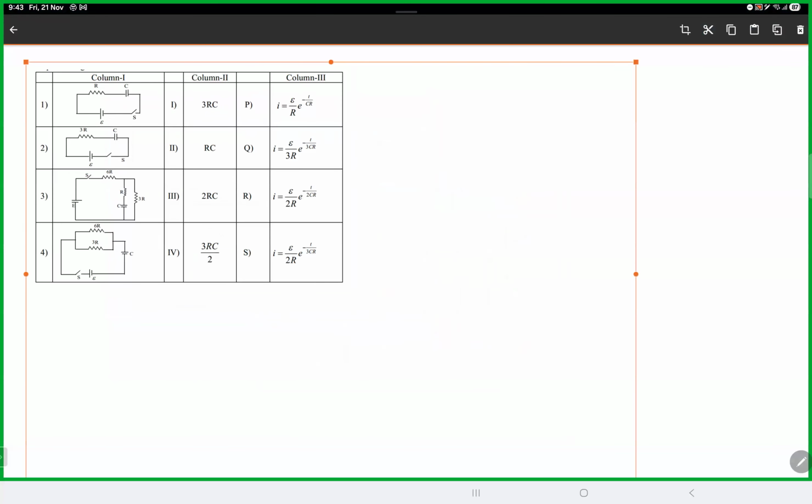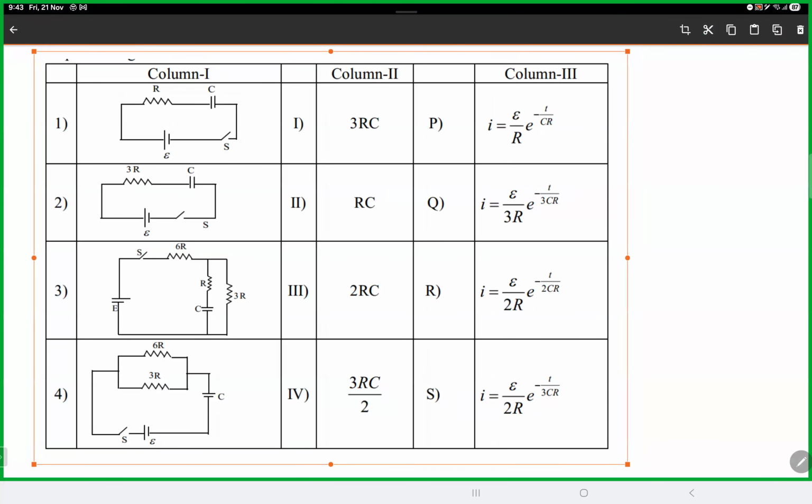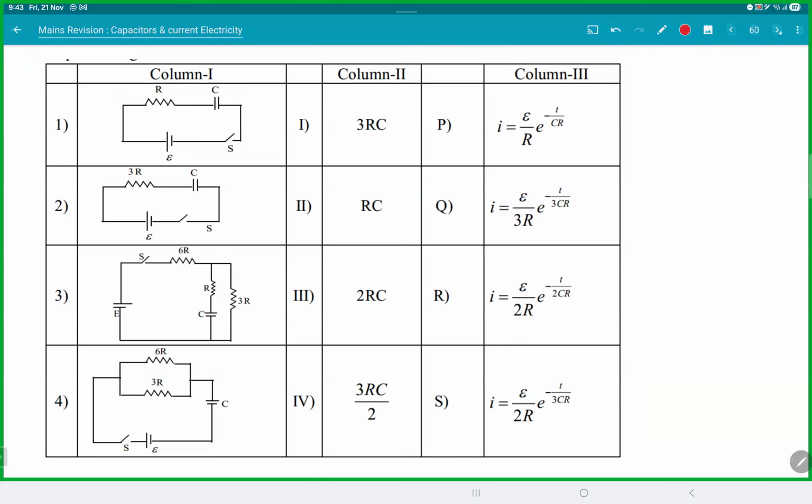There, let's get this. All these are RC circuits. This is the current in the capacitor. Match them. This is the current in the capacitor. These are the time constants. This should cover all RC circuits.